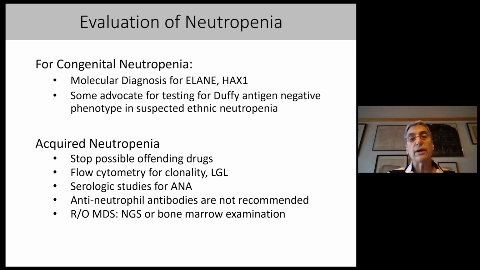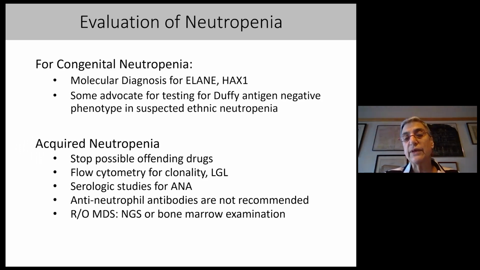So how do we work up neutropenia? If it is a baby or someone in whom you suspect a congenital neutropenia, and some of these patients do end up not being diagnosed till later, the most important thing to do is to do molecular diagnosis for the elastase gene, or ELANE, or HAX1, which are the two most important causes of congenital neutropenia.